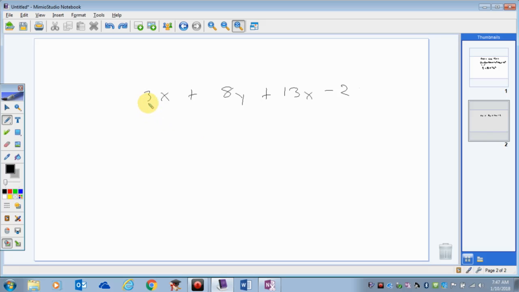So is there anything else that's similar to 3x? So we look, 3x and 8y, those are not like terms. Are 3x and 13x? Yes, they are, and we're adding 3x plus 13x, so it's going to be 16x. Alright, so we got that done and that done. Once you combine them, you're done with them.